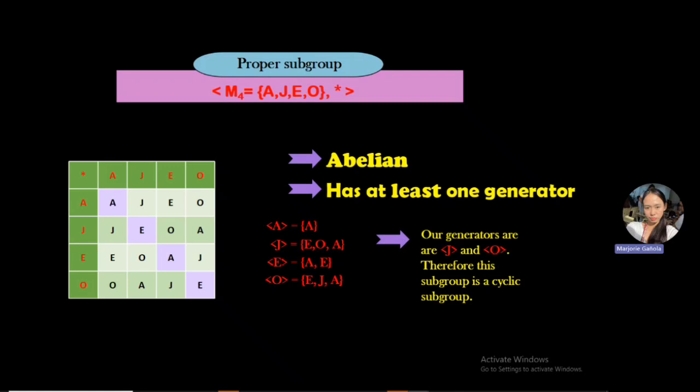So as you can see here, J and O generate all of the elements in the table. So we can say that J and O are the generators of this subgroup. And this subgroup, M sub 4, is a cyclic subgroup.